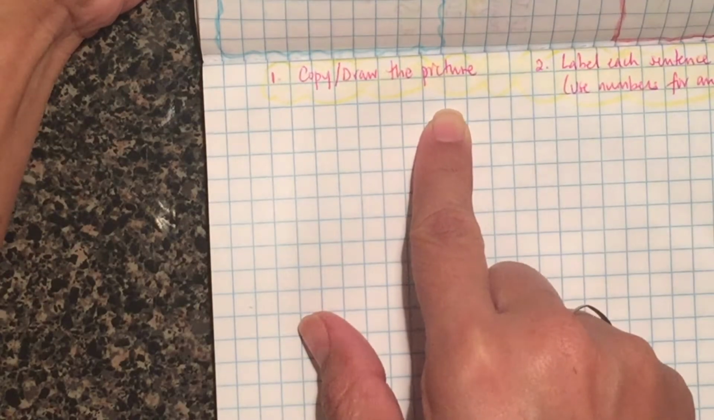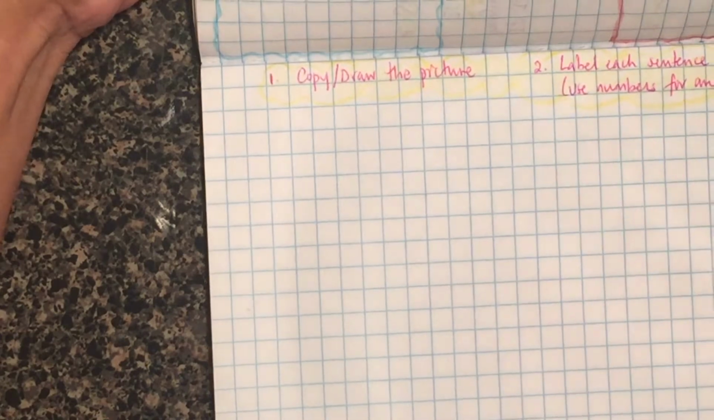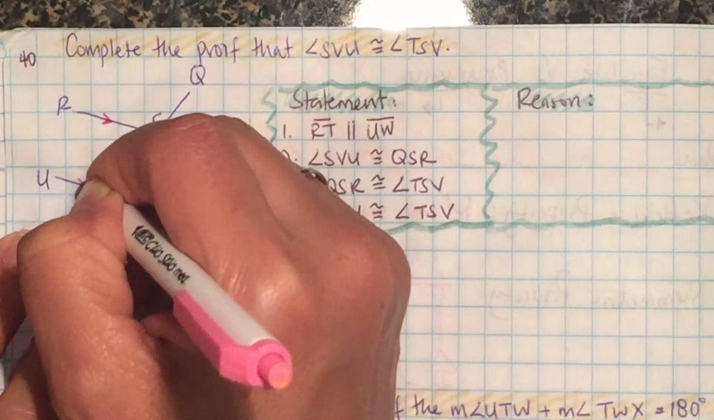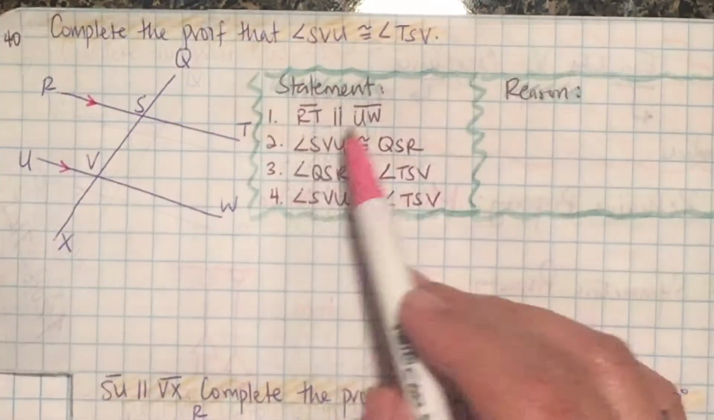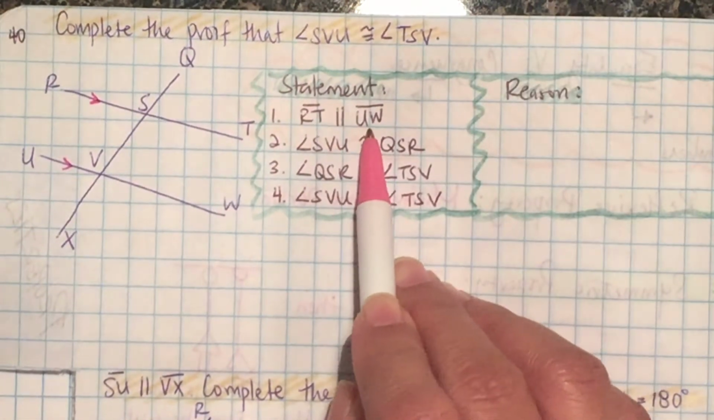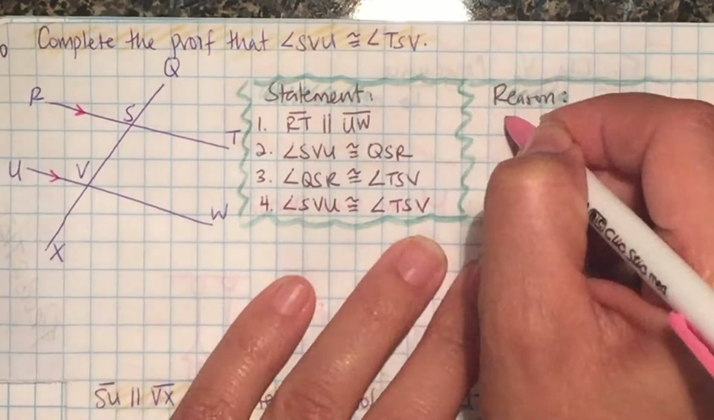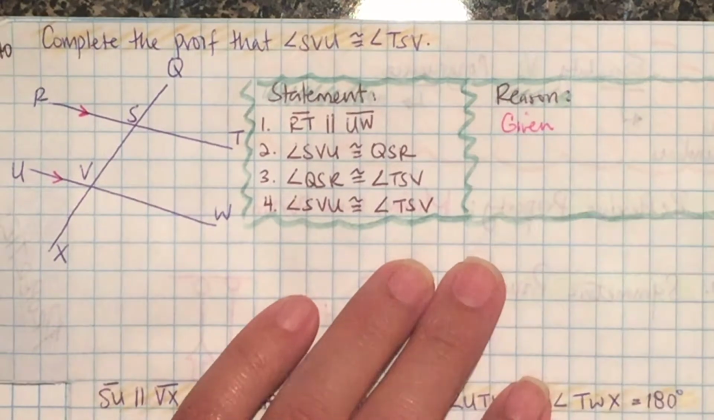Alright, so copy or draw the picture. Now I've already copied it down, and so you then label each sentence with numbers. I did forget to put this, so go ahead and put arrows in the question there. Alright, so RT is parallel to UW. How do I know that? Because of these little pink things. Okay, so it's given in the question.